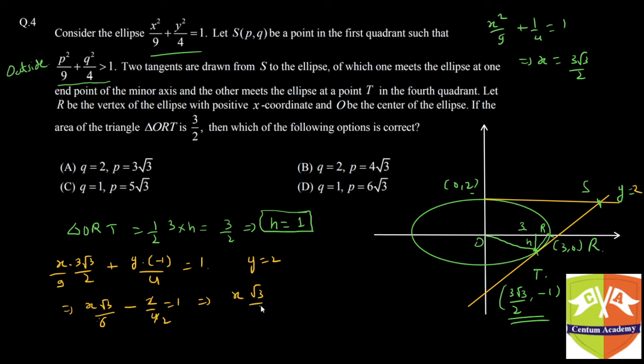So x times √3/6 is equal to how much? This is 1 + 1/2, that is 3/2. So I can cancel this 2. What will remain is 3, and 3 by √3 is √3. So x is 3√3. So overall the coordinates of S are (3√3, 2). So my P is 3√3 and Q is 2, which is option A. All right.